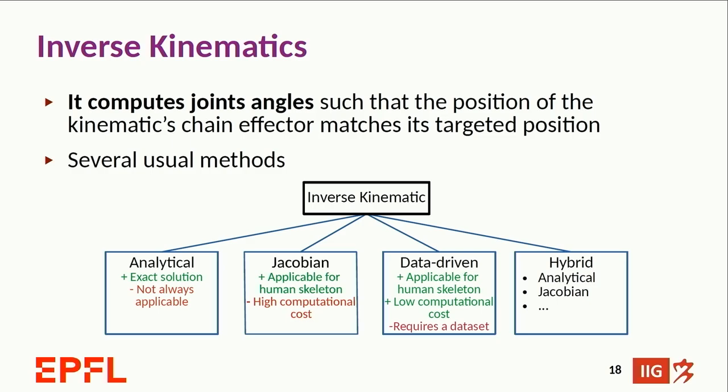There are several methods that can be used to solve this kind of problem. We can have an analytical method, which takes mathematical formulas that you can invert to retrieve the angles, but it's not always applicable, especially for full body animation. We can have a Jacobian-based method, which is heavier in terms of computational cost, or we can also have data-driven approaches and hybrid methods.